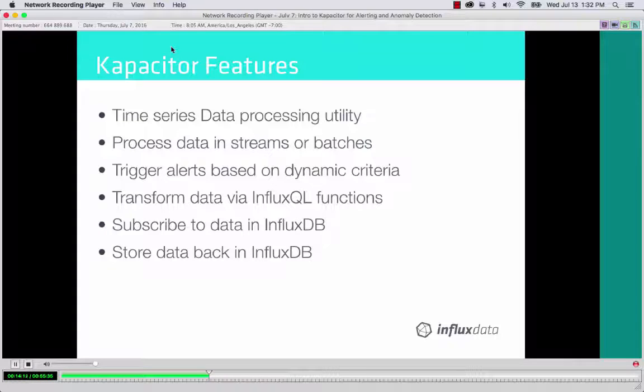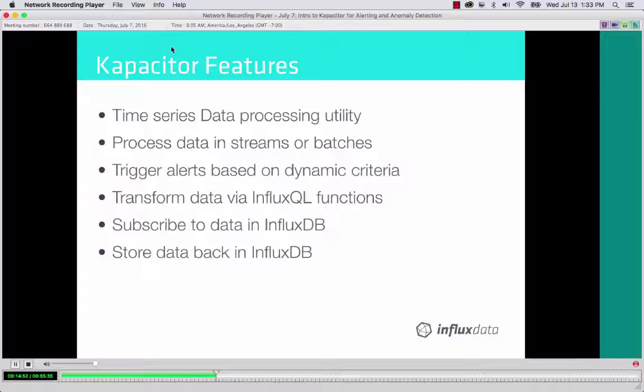You can trigger alerts based on dynamic criteria. So if you want to do some processing and then alert on that, say if your number of write errors goes over, I don't know, 10%, you want to trigger an alert and let somebody know. And you can issue various levels of alerts: a critical alert, a log alert, and a bunch of different things. In addition, you can transform the data as it goes along with the typical InfluxQL functions. And you can do more than that: we have Lambda expressions that you can use for more complex ideas.